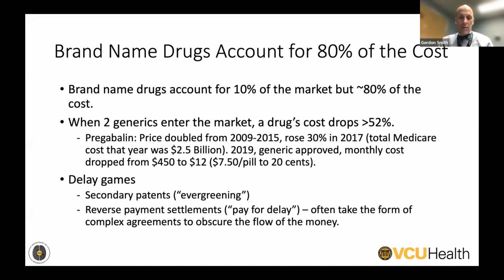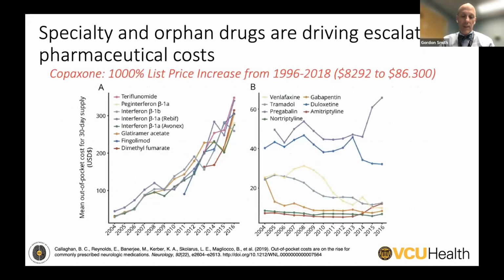There's also reverse payment settlements, which is the rather sterile way of saying pay for delay, which you're familiar with. This actually is something that's generally not allowed anymore from a regulatory perspective, but it still does happen, but in very complex ways that may be harder for us to see on the surface. And of course, what's leading the charge are specialty drugs and orphan drugs, which I'll define in a moment.